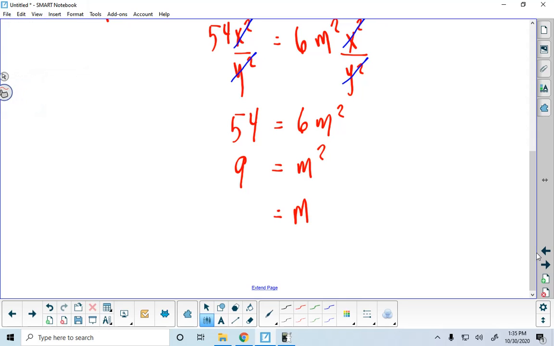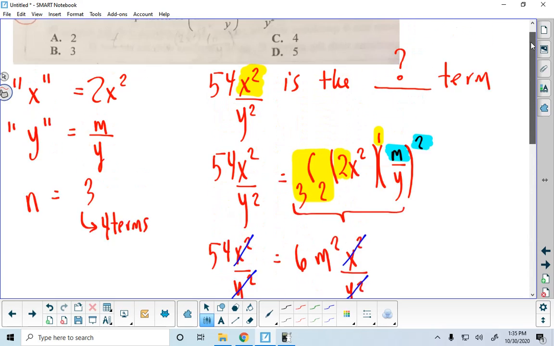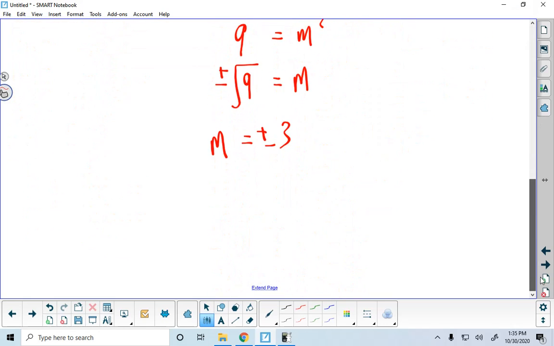Now, technically speaking, I seem to recall that there's a problem with the answer to this question. You have to take the square root of both sides, and when you introduce a square root, you have to say plus or minus. So m is equal to plus or minus 3. And I believe in the question, the answer is simply 3. What the question should probably say is that somewhere in the question, it should tell you that m is greater than 0. It should be saying the binomial is 2x squared plus m over y quantity cubed, where m is greater than 0. Anyway, what we end up with down here is the square root of 9, and that gives us m equals 3.